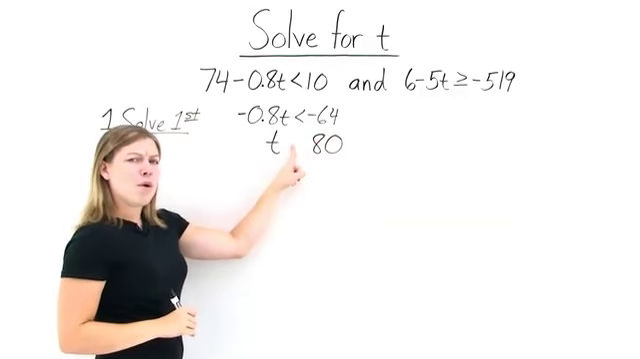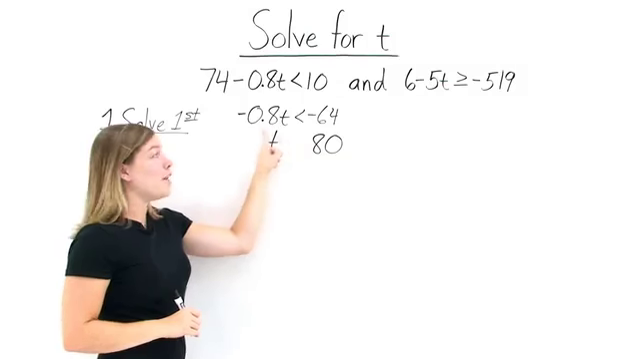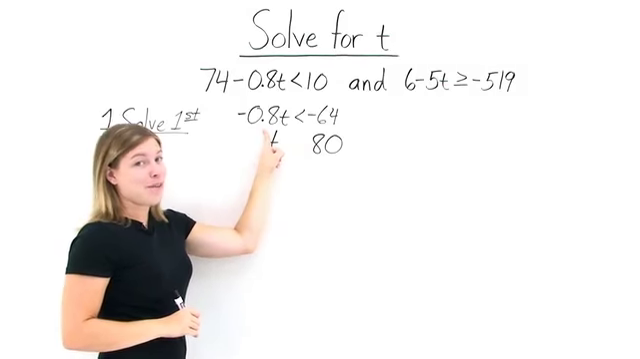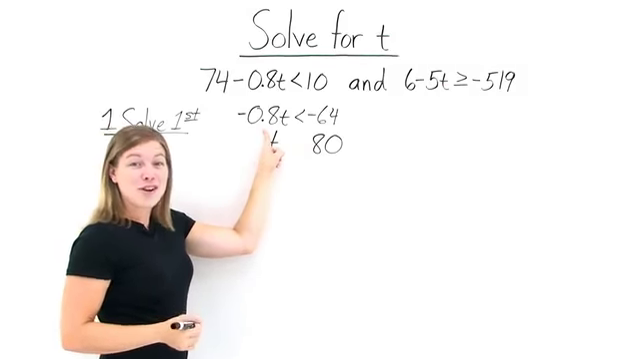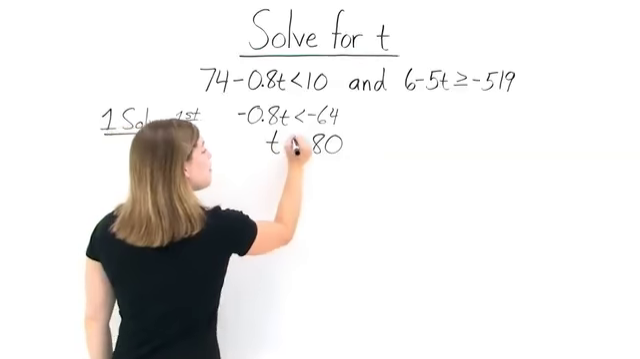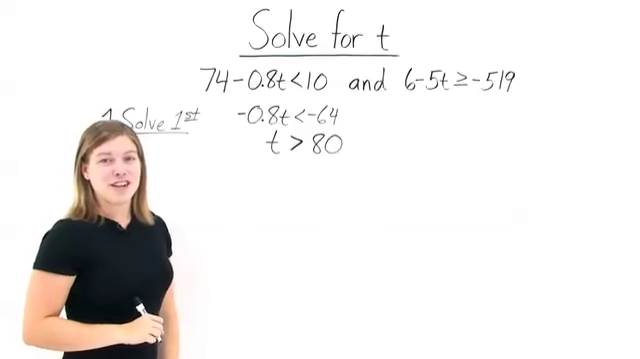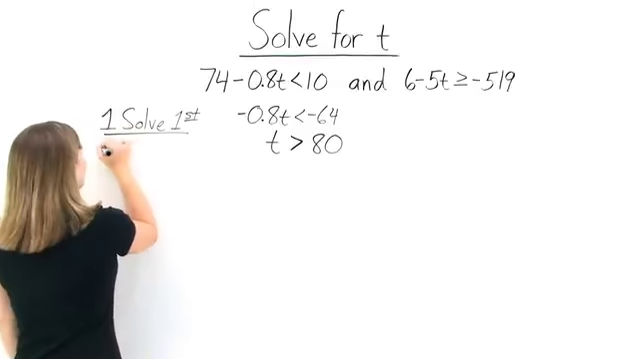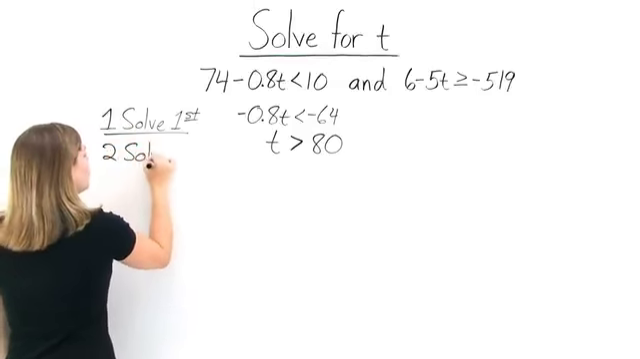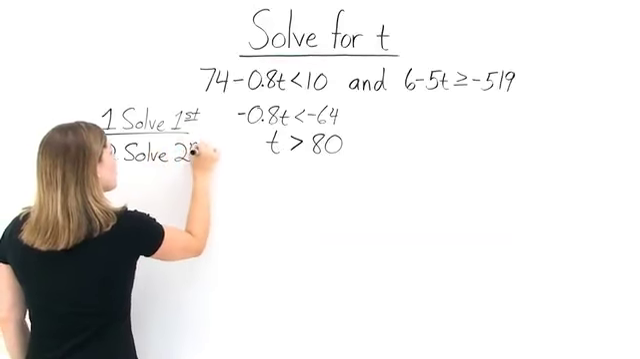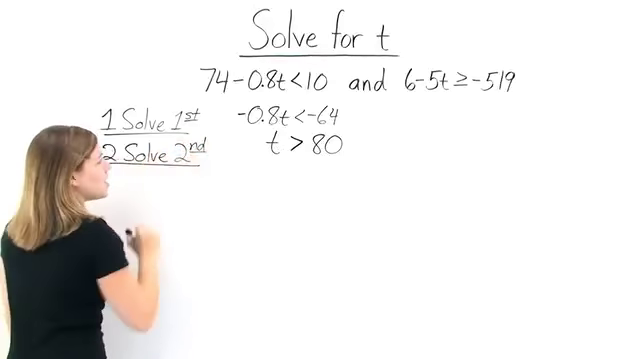But what about our inequality symbol? Well, we just divided by a negative number, and we're dealing with inequalities, so you know what that means. We have to flip the direction of our inequality symbol. Now we've solved our first inequality for t. Step number 2 is just doing the exact same thing, but solving the second inequality for t.